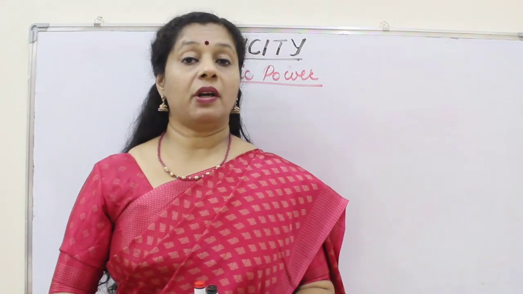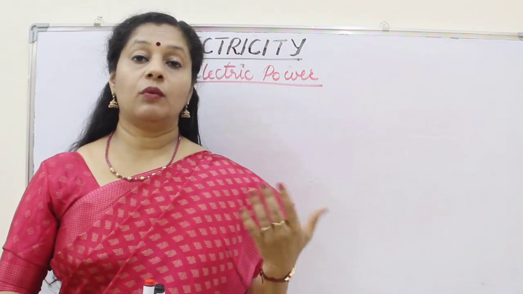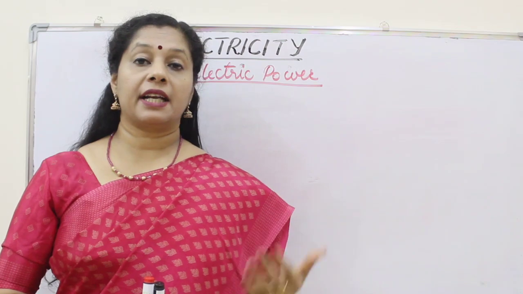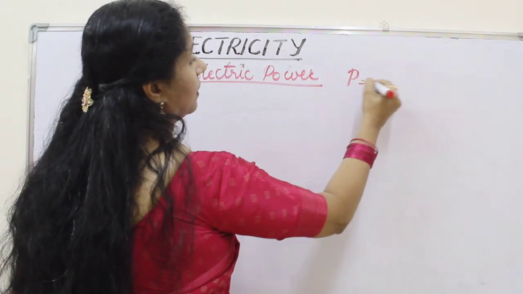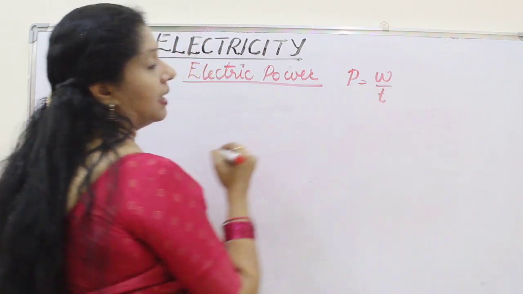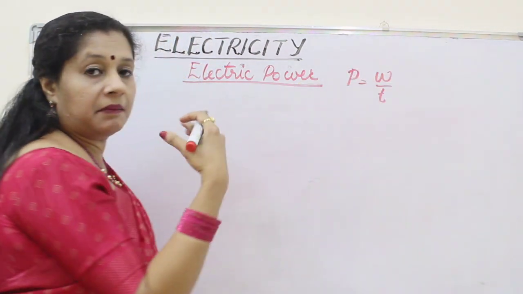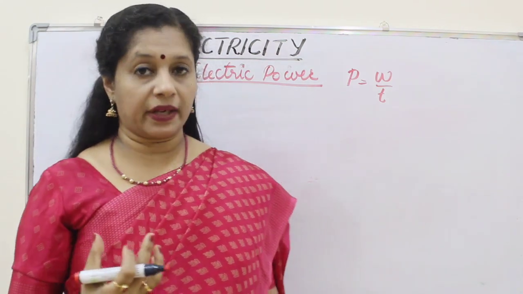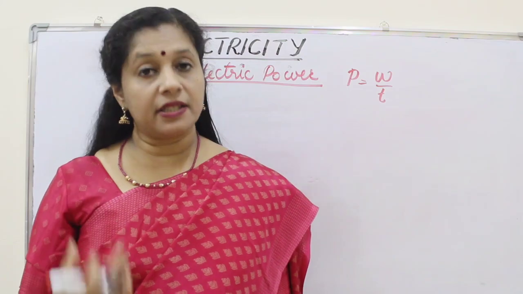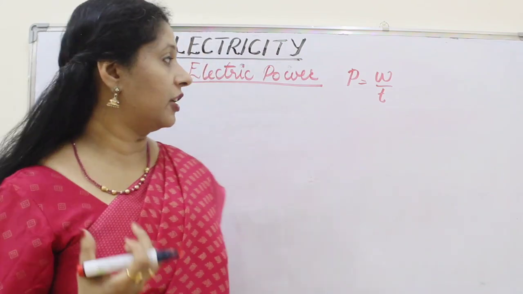The last topic of our discussion is electric power. So already we learned what is power. Power means rate of doing work, that is P is equal to W by T. But here, power means how much energy is consumed in the household, right? How much electrical energy we are using, that is the power. We are using means the gadget is drawing.